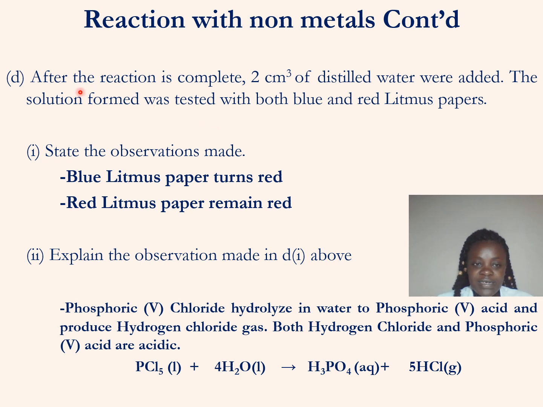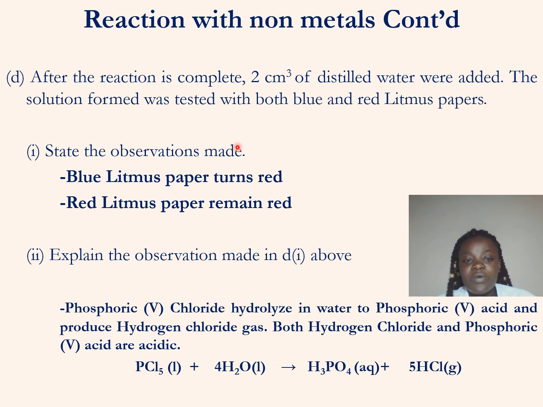All right. We continue with the next question on the reaction of chlorine with nonmetals. Then this is D of the same question. After the reaction is complete, 2 centimeters cubed of distilled water were added. Remember, this is the reaction between phosphorus and chlorine gas to form phosphorus 3 chloride and phosphorus 5 chloride. So the solution formed was tested with both blue and red litmus paper. So what we just want to know is whether this solution that is formed is acidic or basic.